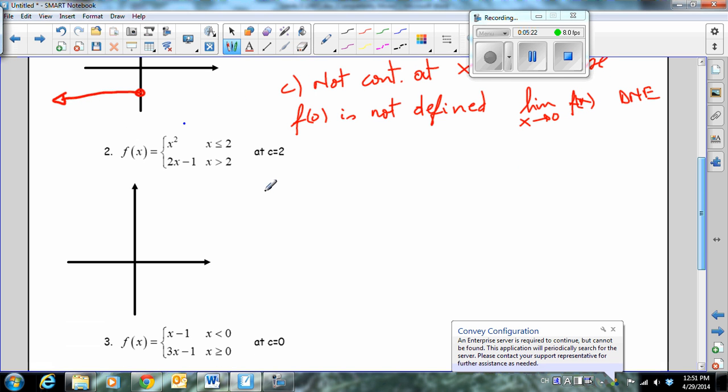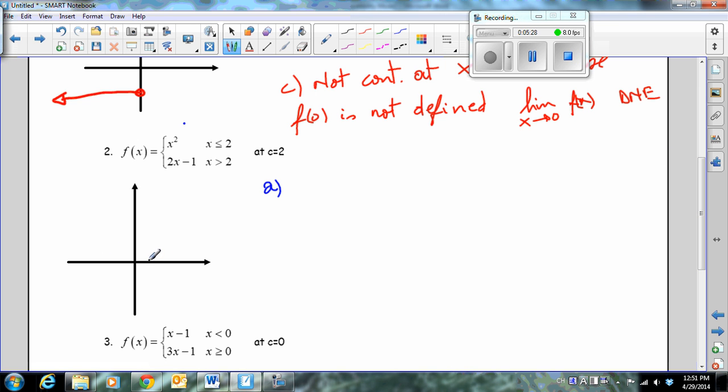On problem number 2, I will start with A again. But if I want to graph this one, when x is bigger than or equal to 2, so if this is 1, this is 2, I have a square. So 1, 2, 3, 4, 2, 4, I have a point, and it's going to do this.